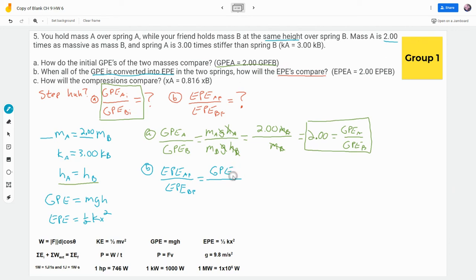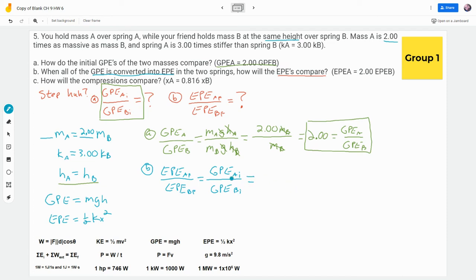GPE sub A initial. We started with GPE at the beginning of the problem. We ended up with EPE at the end of the problem. And a similar thing on the bottom. EPE of B final is going to be GPE of B initial. So the energy for mass B that started off as GPE ends up being EPE.